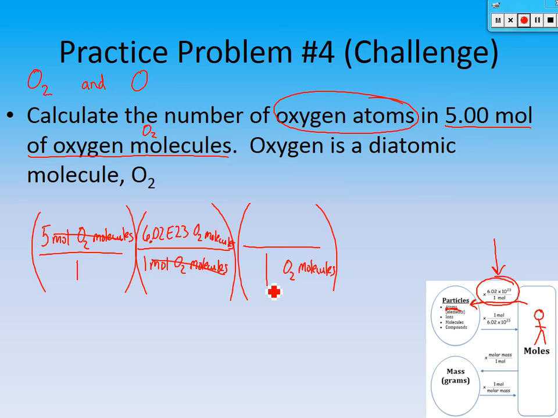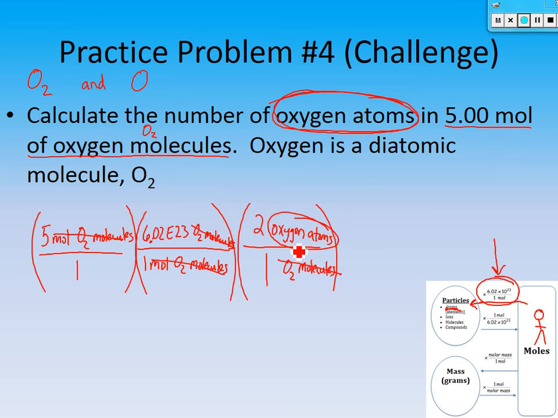Well, in one O2 molecule, there are 2 oxygen atoms. Okay. And so my oxygen molecules divided by oxygen molecules will cancel out. And now my units at the top, right here, are exactly what we were trying to find earlier. So this was a challenge problem in that you had to create your own conversion factor to get from molecules of O2 to atoms of O.